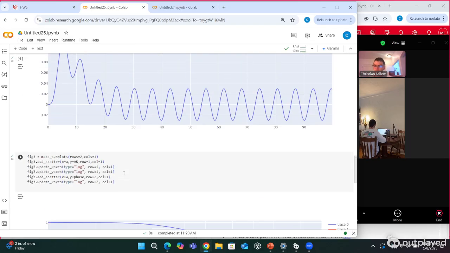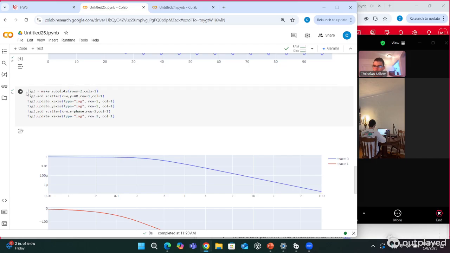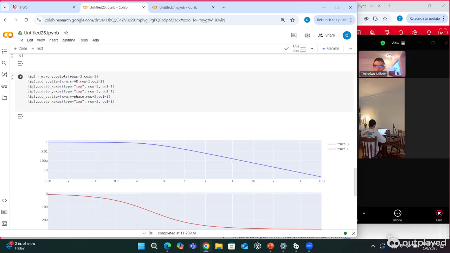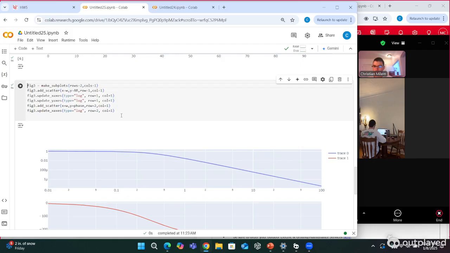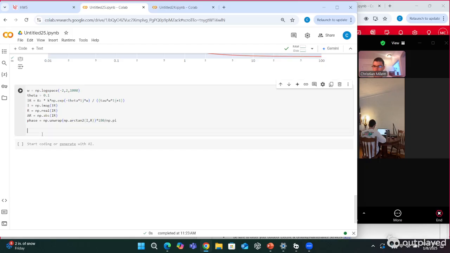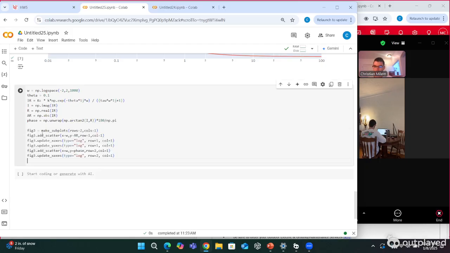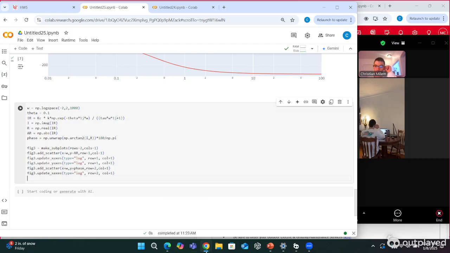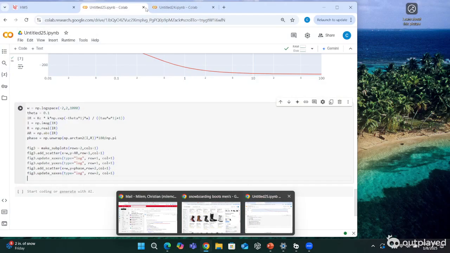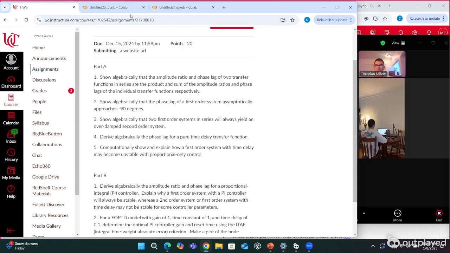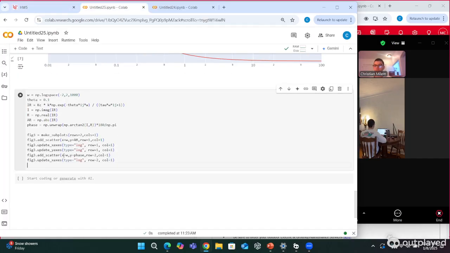So then we'll plot that out. Oh, I don't think I mentioned, we have our proportional controller as well. So we're going to show when we just have that, it becomes unstable.